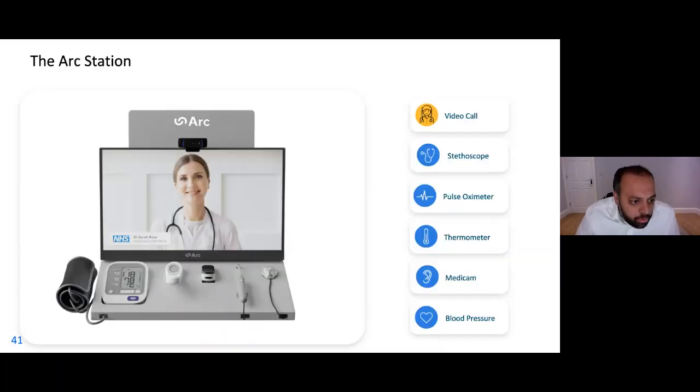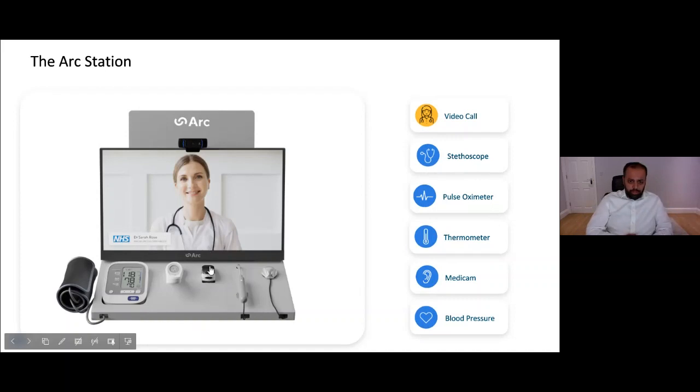Next slide. My name is Zubair. I'm a GP by background and co-founder of ARC Health. And at ARC Health, we're trying to combine advantages of online healthcare with offline healthcare. So a couple of years ago, we developed this ARC Station, as you can see here on the screen. And this essentially allows a real-time video consultation to take place between the clinician and the patient.